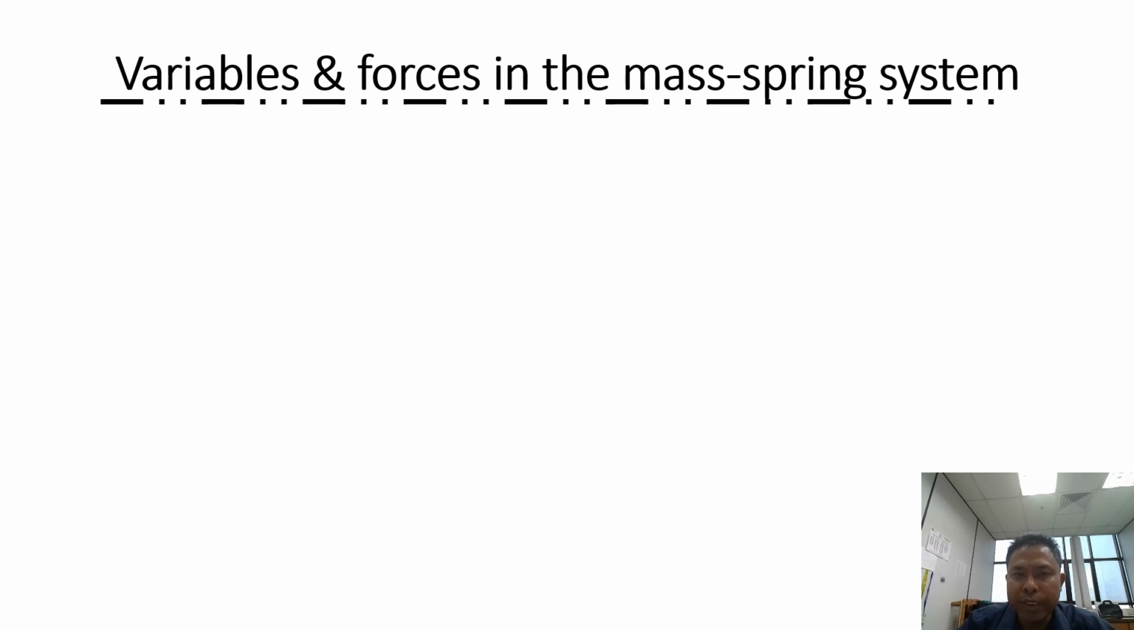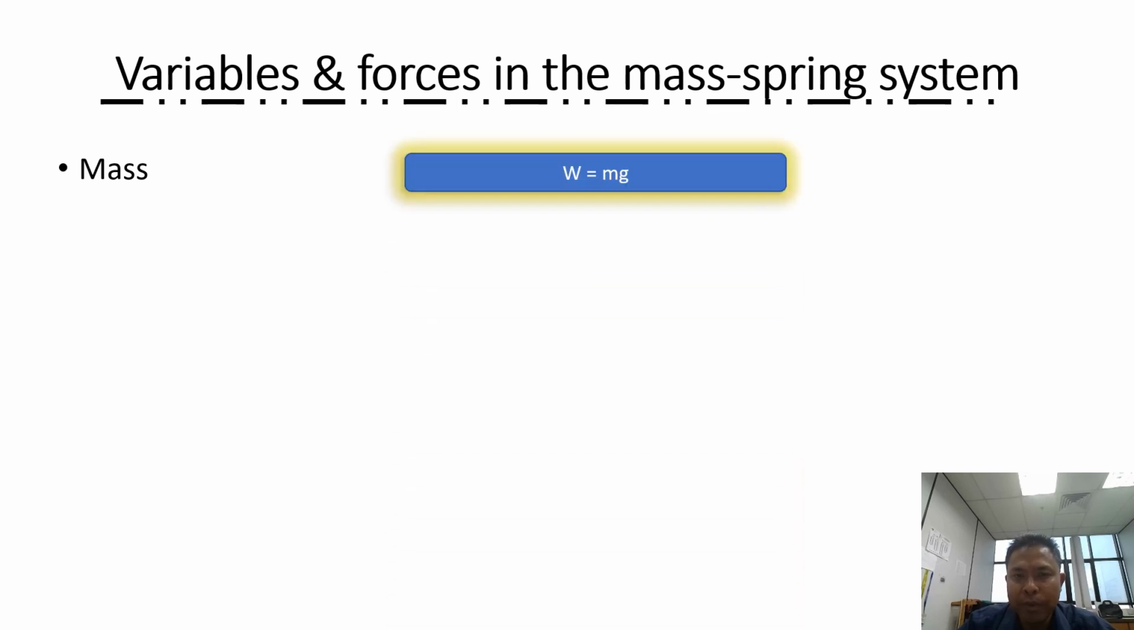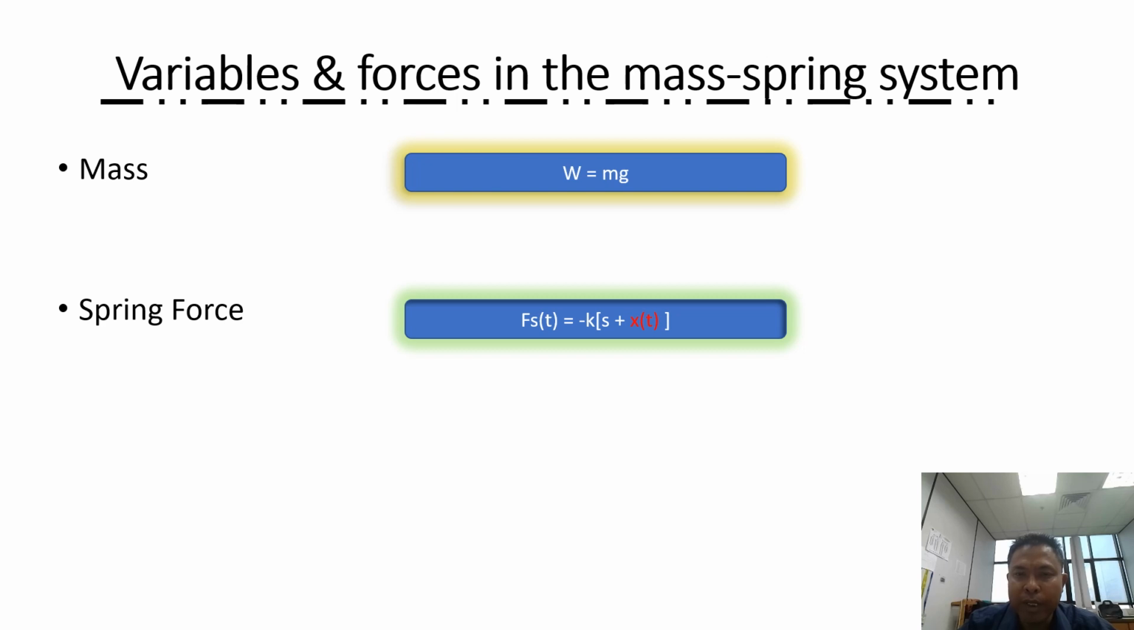To solve the system, we have to know the variables and the forces involved in that mass spring system. The weight can be analyzed by this equation: weight is equal to mass times gravity. The spring force we can analyze by this equation: Fs is the spring force inside the spring, and k is the spring constant, multiplied by the stretch, which is s, plus the position of that mass, x(t).